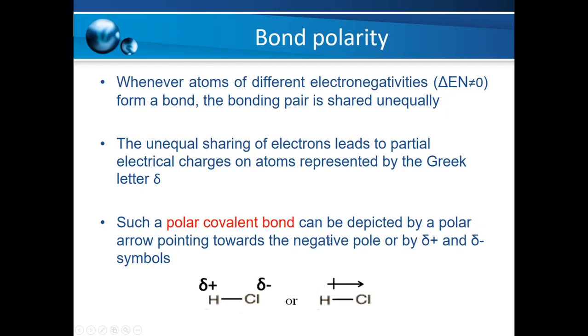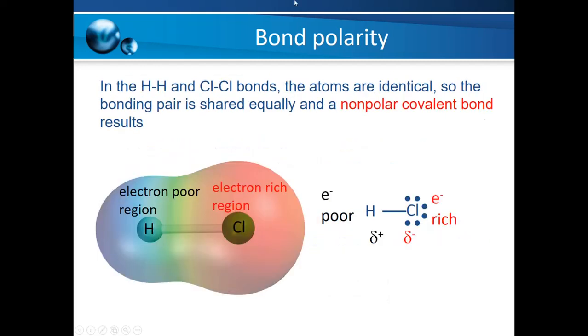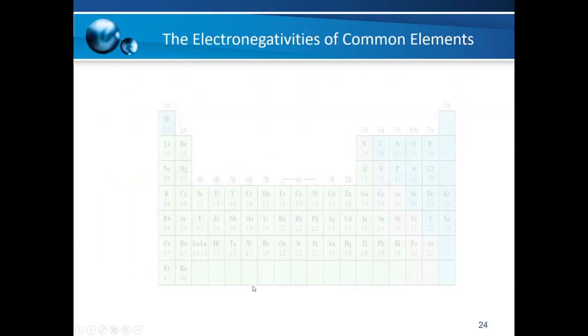Such a polar covalent bond can be depicted by a polar arrow pointing towards the negative pole. Here we call it delta positive, here we call it delta negative. Delta positive represents the hydrogen atom, which is more electropositive compared to chlorine, which exhibits more electronegative behavior. And when you draw the arrow, this arrow should be pointing towards the negative pole. And here is the electron-rich region and here is the electron-poor region.